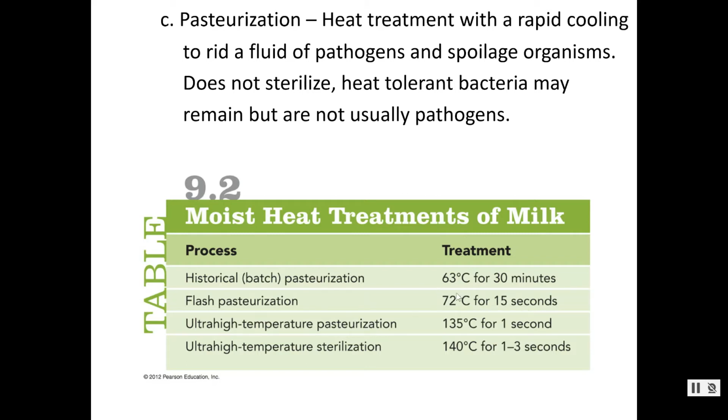So we let the temperature go up a little bit more, but we're doing it for a shorter period of time. This is typically what they use now. So the milk that you're buying in your grocery store, just regularly out of the refrigerated compartment, is a flash pasteurization, 72 degrees Celsius for 15 seconds.